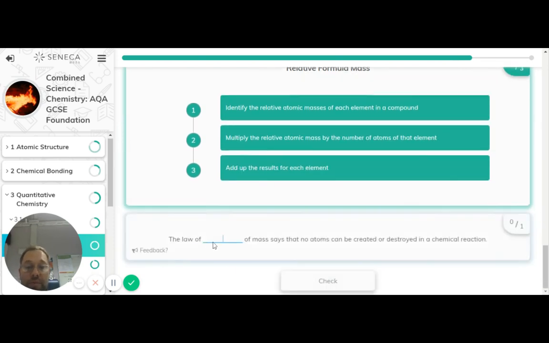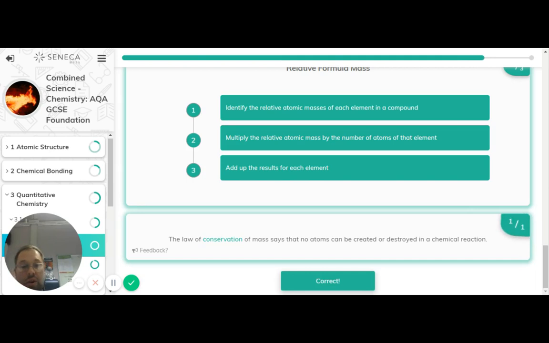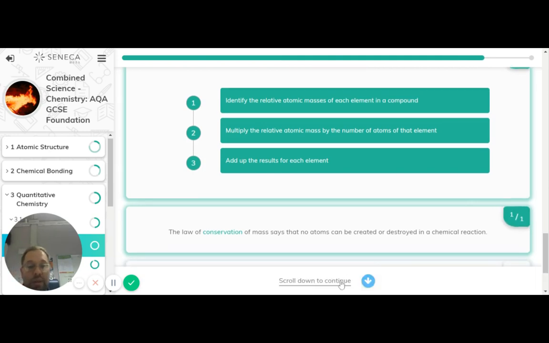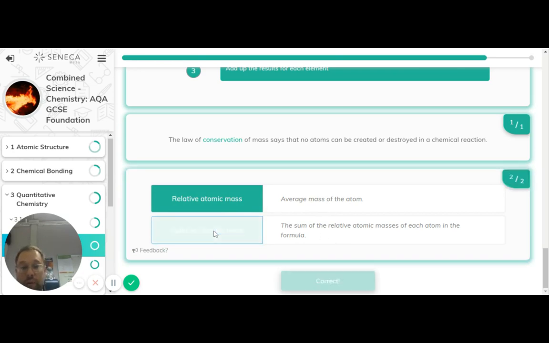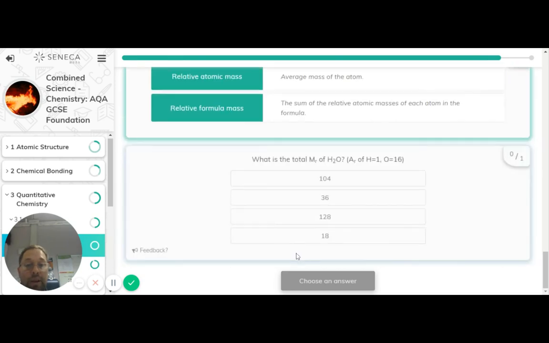Right, the law of something of mass says that no atoms can be created or destroyed. Well, they're staying the same. They are being conserved. So it's the law of the conservation of mass. Okay, let's go down. We're almost at the end of this one, actually. So the average mass of an atom is the relative atomic mass, and the sum of all those relative atomic masses is the relative formula mass, or I could have put relative molecular mass there.